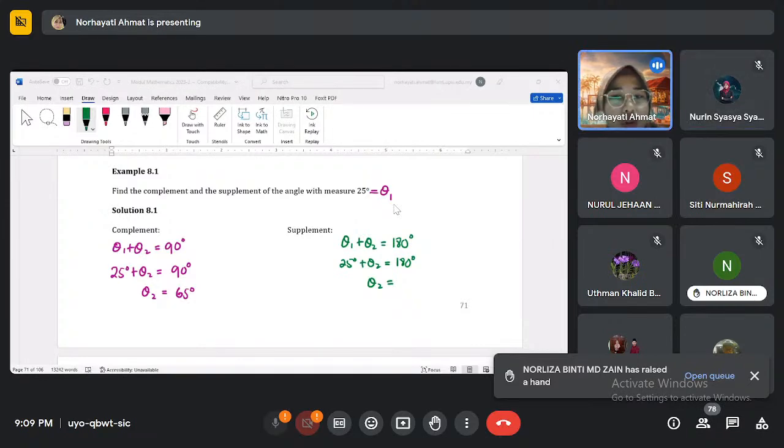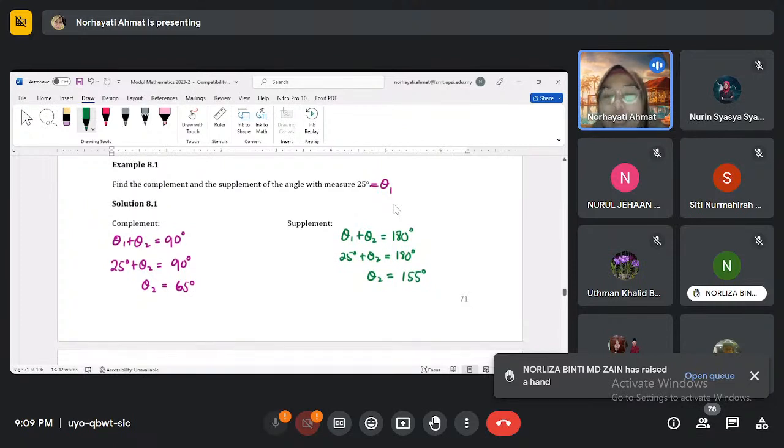155. Okay, bagus Nurin. Berapa tadi? 155. Okay, good. So 65 degree complements 25 degree, and 155 degree supplements 25 degree. Itu je lah maksud dia. Kalau complementary angles, jumlah sudut adalah sama dengan 90 darjah. Kalau supplementary, jumlah sudut adalah 180 darjah.